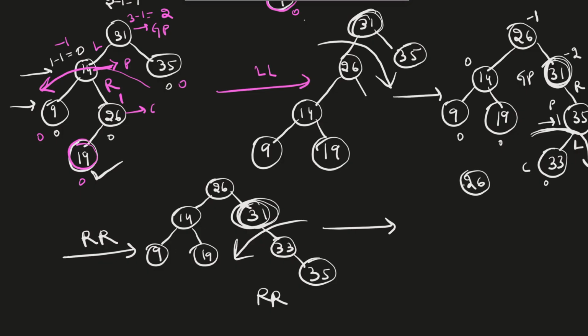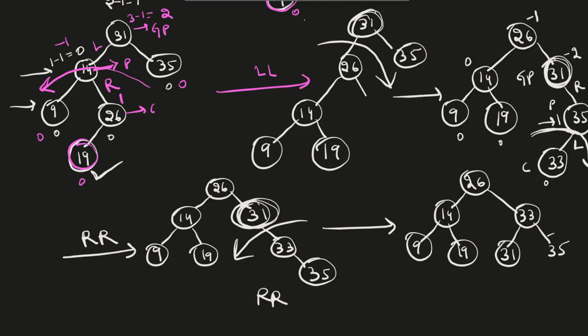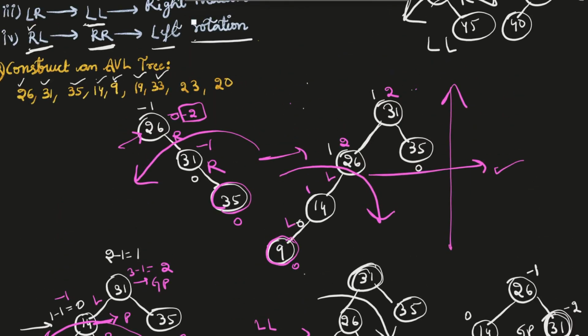So 26, next is 14, left of 14 is 9, right side it is 19, and then we are having 33 over here, left of 33 is 31, and then 35. Now this tree is said to be balanced. Now next we need to insert 23.